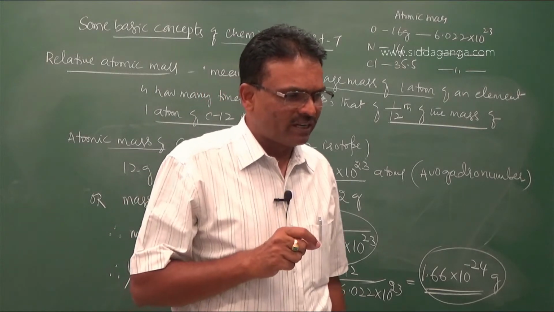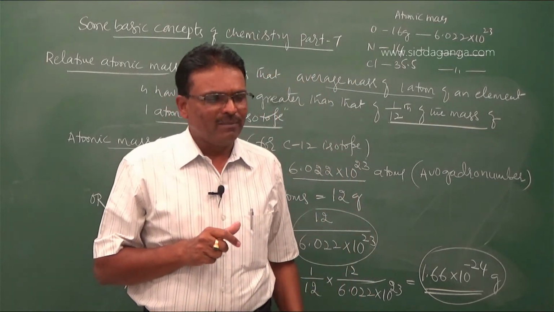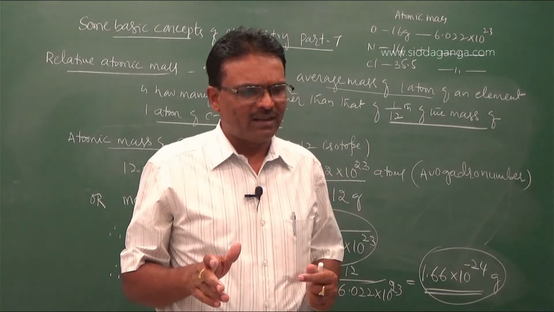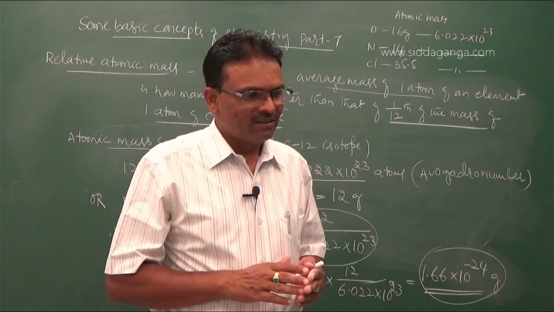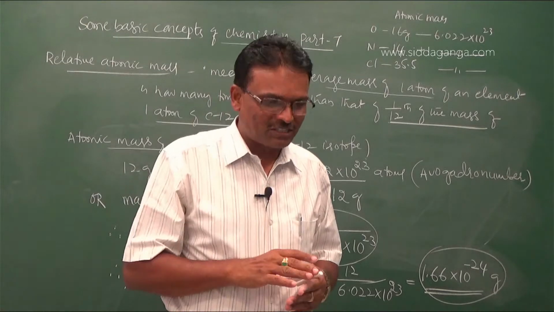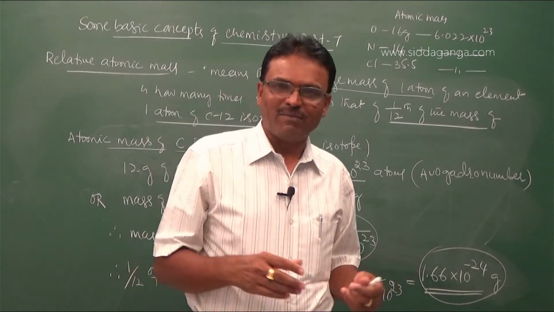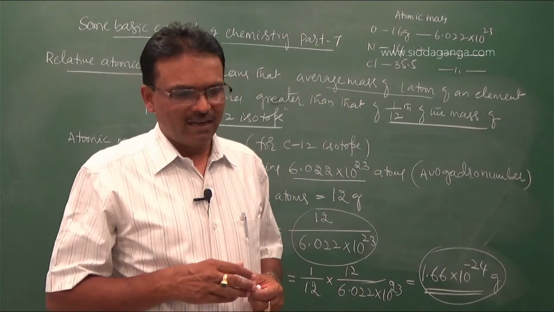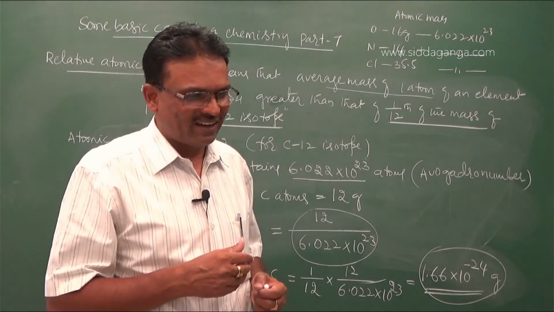Atomic mass unit. Nitin Kumar, atomic mass is double the atomic number in the majority of the elements, but not in all the elements. What is the atomic number of sodium? It is 11, but atomic mass is 23.